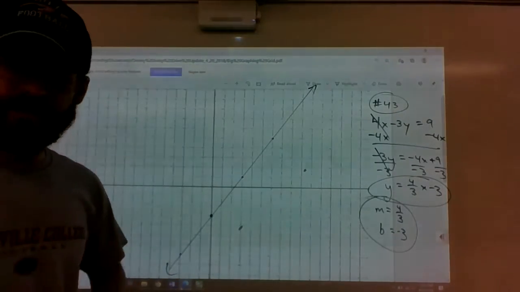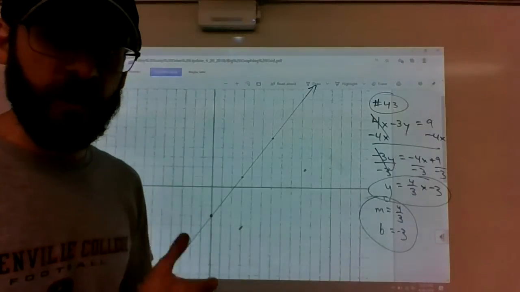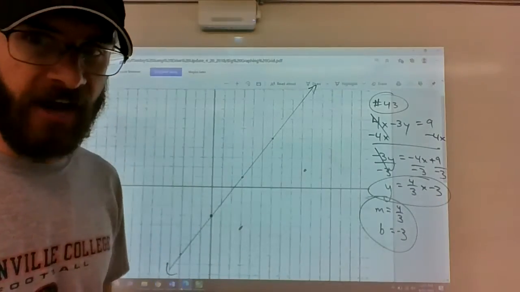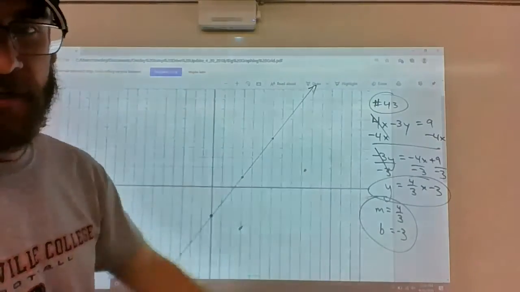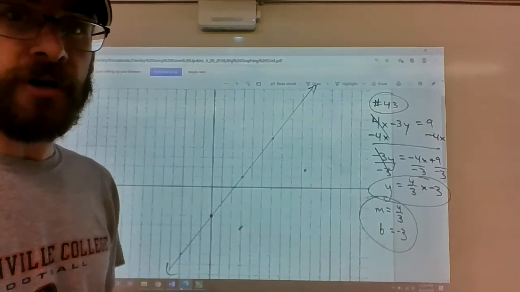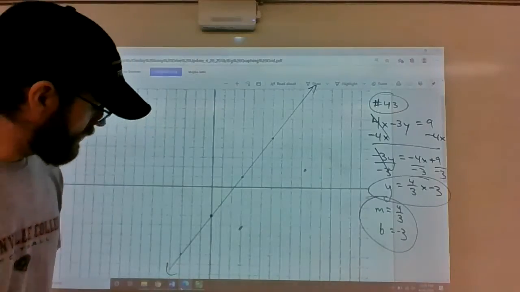The last thing I wanted to talk about was how you can identify the equations of the lines if you just look at their graphs. I would say if you've got a pretty good command on this concept, this will be a piece of cake. So go to number 45 in the textbook.